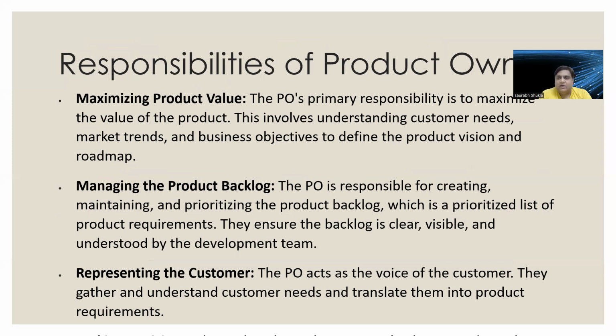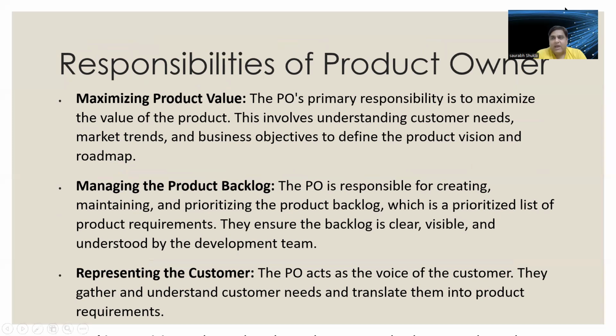So, guys, these are very important things which you all have to understand when you act as a product owner. Number one is maximizing the product value. The product owner's primary responsibility is to maximize the value of a product. This involves understanding customer needs, market trends, and business objectives to define the product vision and the roadmap. As I told you, he has to understand the customer need. For that, he has to know the domain as well as the technology which is going to deliver that.